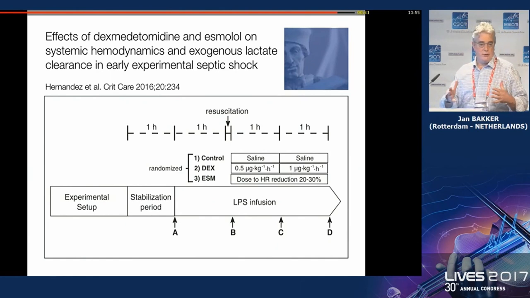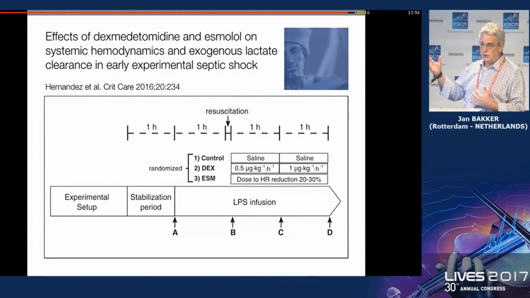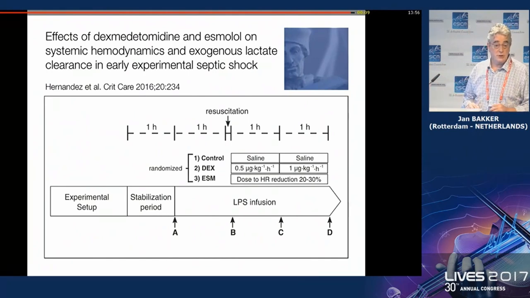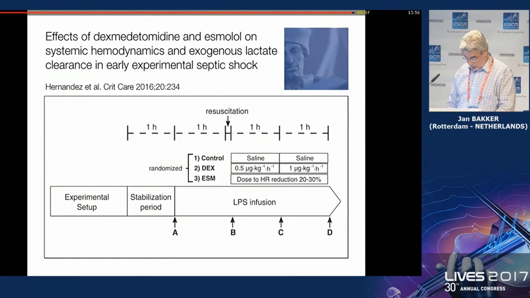And the thought was that you have an alpha blocking agent, and so it should reduce the sympathetic stress in these animals. And we were interested also in lactate clearance, but we were also interested in what's the effect on blood pressure and regional circulation when you use a rather high dose of dexmedetomidine in these very sick animals. At the end of the experiment, the average animal had a lactate of 9 to 10 and a lot of norepinephrine, as you can see in the next slides, to keep them a little bit stable. So this is a severe septic shock model.